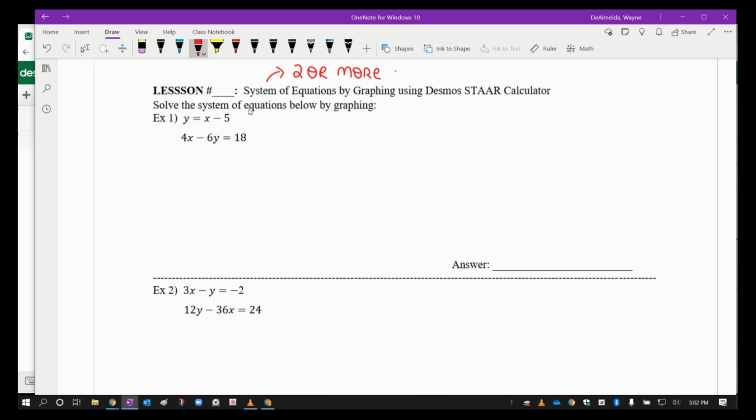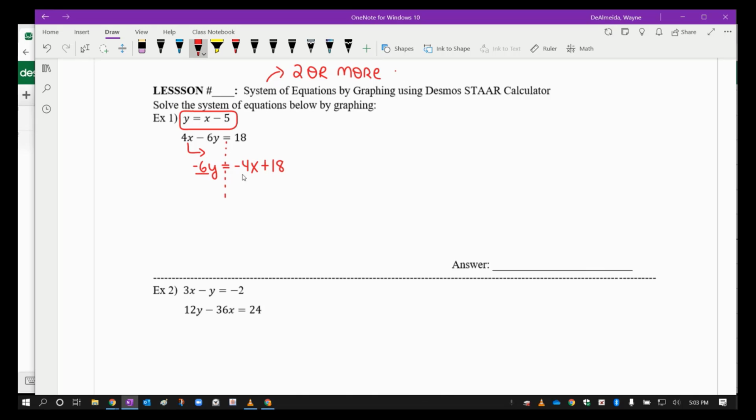Okay, so solve the system of equations below by graphing. In order to do that, we need to have the letter y alone on each equation. On the first equation, we see the y alone, so we put a box because it's ready. But on the second equation, the y is not alone, so first we're going to make sure that the y gets to be alone. To do that, we're going to move the 4x to the other side, so it becomes negative 4x. The negative 6y, we're going to bring down. And the 18, we're going to bring down as well.